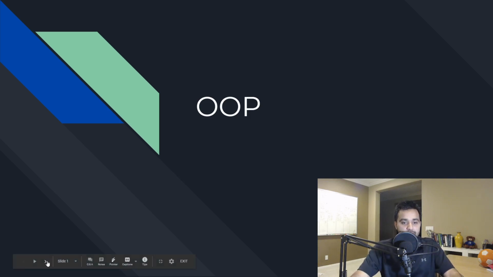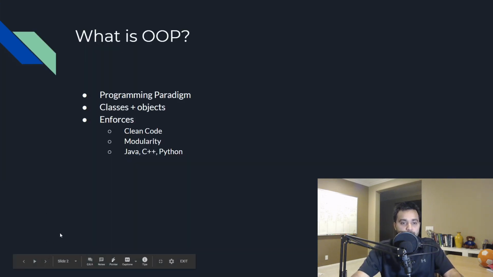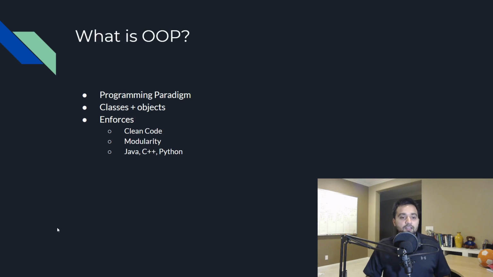So let's get started. So what is object-oriented programming? That's what I mean when I say OOP. Object-oriented programming is a programming paradigm, and there are two essential things you need to understand: classes and objects. You'll really see by the end of the presentation that object-oriented programming enforces clean code and modularity, and a lot of programming languages like Java, C++, and Python already use it. So it's a game changer, and developers love object-oriented programming.